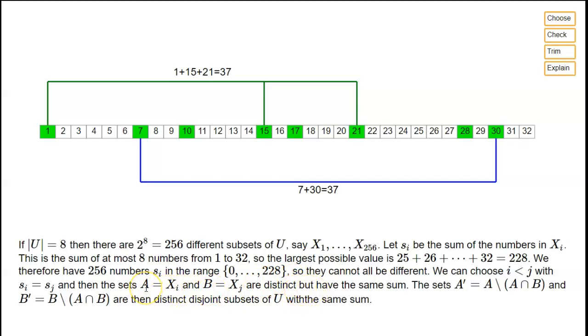And they're probably not disjoint, or at least maybe not disjoint, but if we want to make them disjoint, all we have to do is remove the intersection from A to get this set A prime, remove the intersection from B to get the set B prime, and it's easy enough to see that the sum of the elements in A prime is still going to be equal to the sum of the elements in B prime, and now A prime and B prime are disjoint.